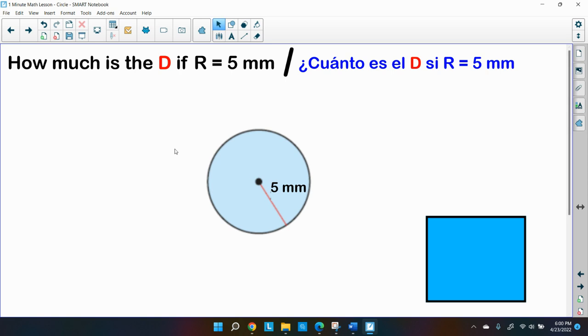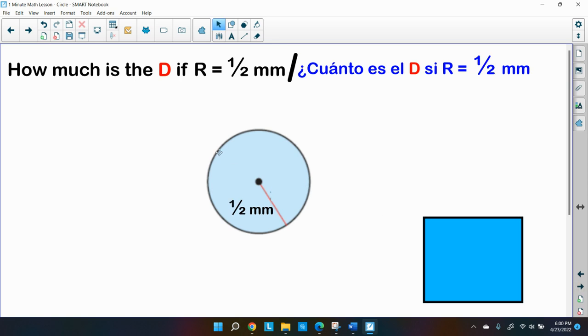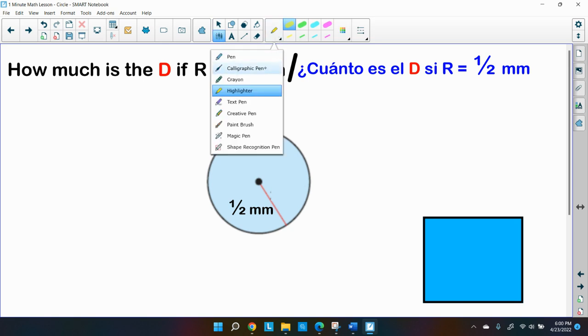Here's one for you again. How much is the diameter if the radius is 5? Oh, this one's cute. How much is the diameter if the radius is a half? Well, you know our little formula. Let's write that out because I'd like to see that.